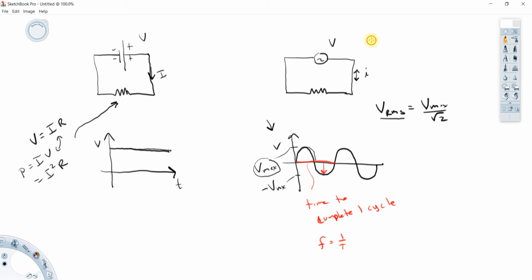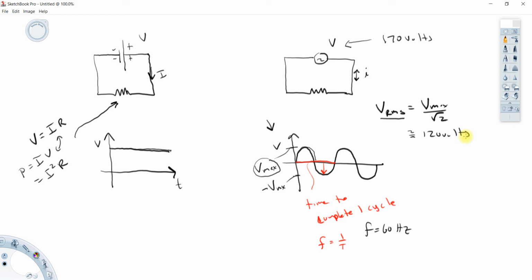For a standard US power grid, the input voltage has a peak of about 170 volts, meaning that on this graph right here, we get up to 170 and down to minus 170. And it has a frequency of 60 hertz, meaning that this time here for one complete cycle is 1/60th of a second. The RMS voltage you get by taking the maximum and dividing by the square root of 2, and you're going to get a number approximately 120 volts.